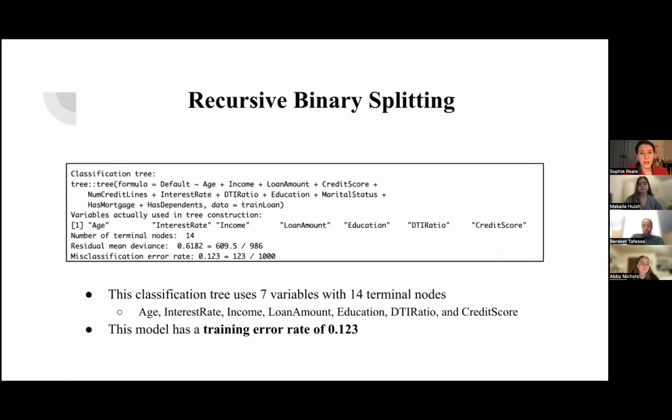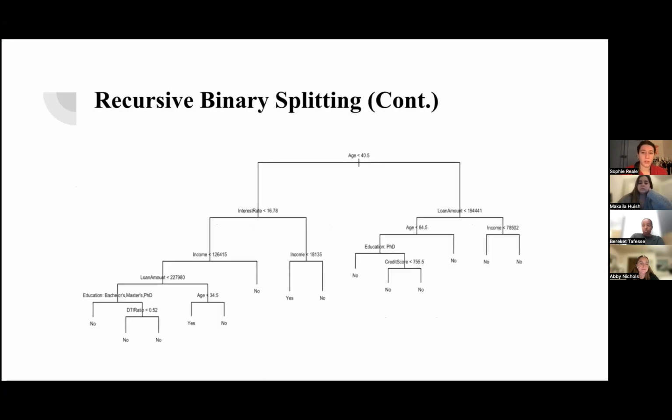So with recursive binary splitting, we get a classification tree that uses 7 of our 11 original variables, producing a tree with 14 terminal nodes. This model has a training error rate of 0.123. And this tree shows age as the most influential predictor of whether or not someone will default on their loan. Interest rate and loan amount are also significant predictors, and new predictors emerge depending on the values at each stage of the tree.